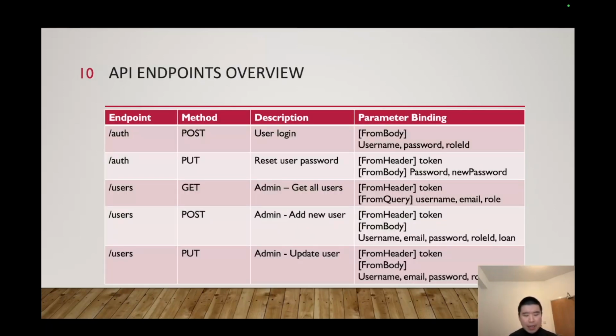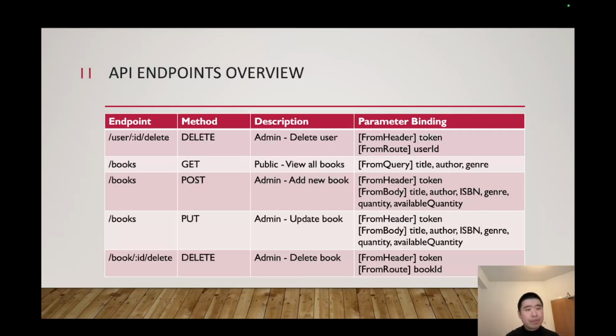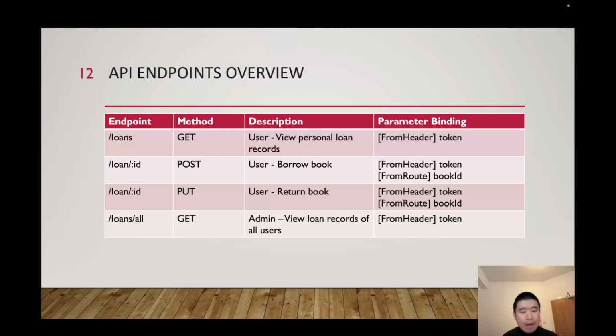There are many API endpoints in my system for handling HTTP requests, auth endpoint for user login and password reset, user endpoints for getting, adding, and updating user, book endpoints for viewing, adding, updating, and deleting books, loan endpoint for viewing loan record, borrowing, and returning book.